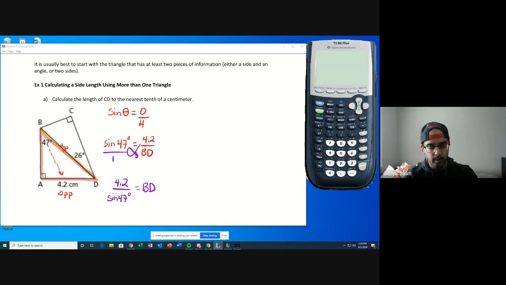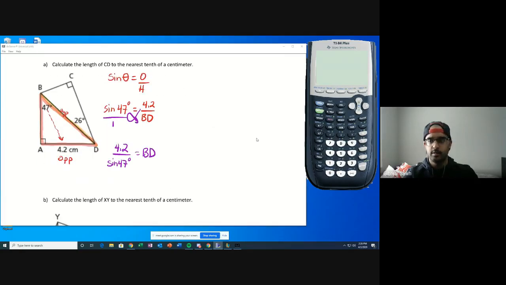Now, we aren't totally done this question, so I don't really want to round this answer. I need to use it somewhere else. So let's go find out what it is first. 4.2 divided by sine 47. I get a big long decimal here. So BD is equal to 5.74, and then there's a whole bunch of other numbers.